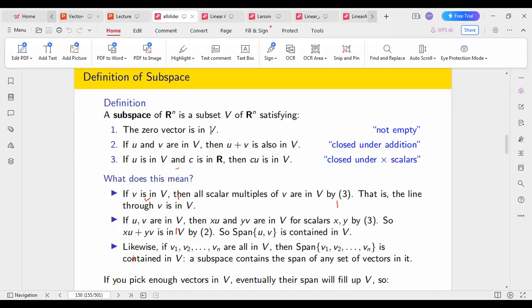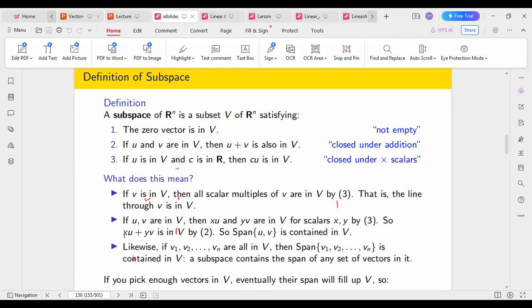So the conditions are: not empty, second condition closed under addition, and third condition closed under scalar multiplication. What does this mean? If b is in capital B, then all scalar multiples of b are in B. This is the line through b is in B. If u and v are elements of B, then scalar multiplications xu and yv are in B for any scalars x, y in two dimensions.